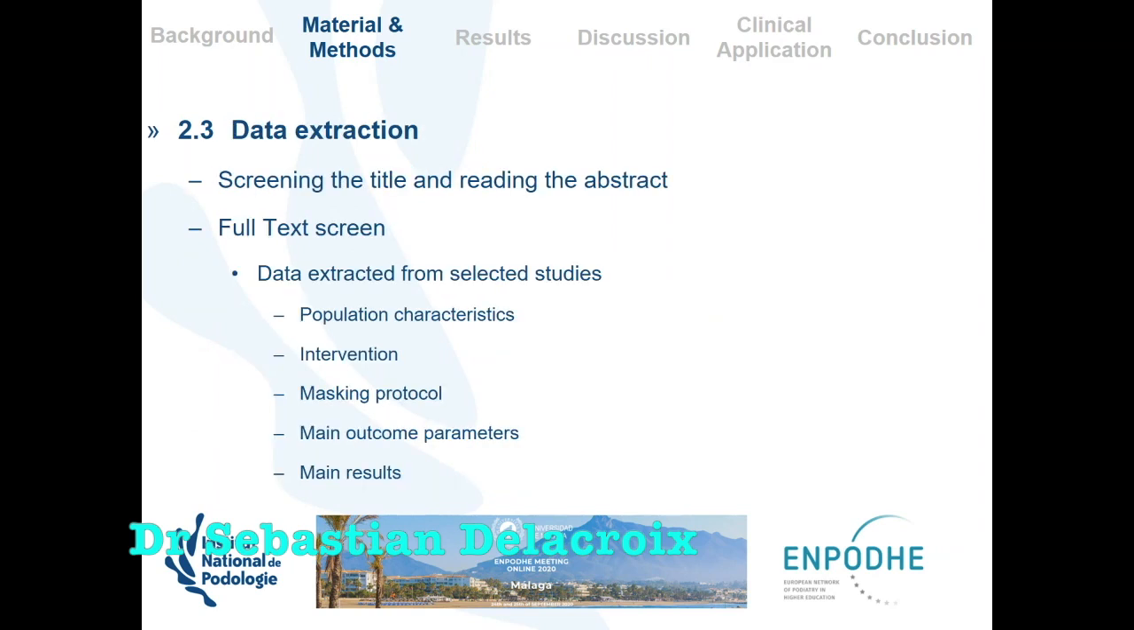First of all, we screened the title and read the abstract. After that, the full text was screened for selected studies. And in conclusion, we extracted different characteristics of the study: population characteristics, intervention, masking protocol, main outcome parameters, and main results.